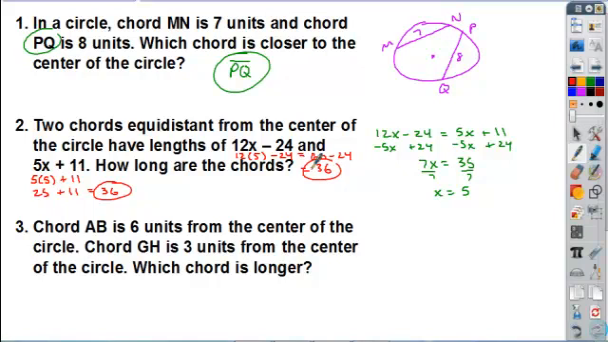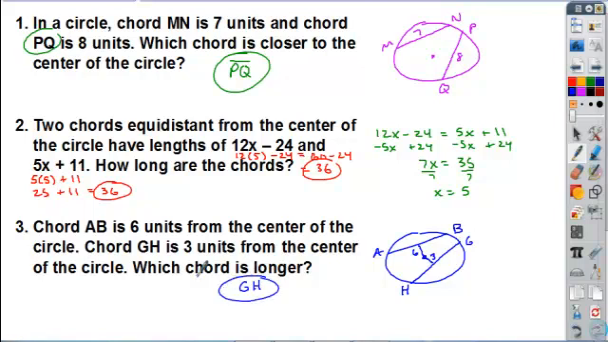Okay, and then finally, question 3 is similar to the first question here. If you took chord AB, and it was given as being 6 units from the center of a circle, and chord GH is 3 units, so it is closer to the circle center, which chord is going to be longer? The one that's closer to the center will be longer, so your answer would be GH.